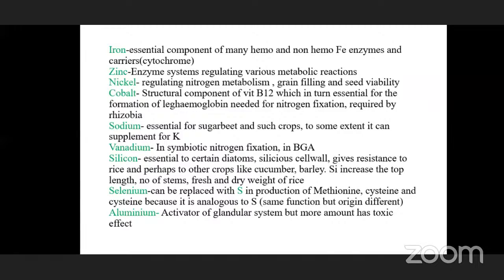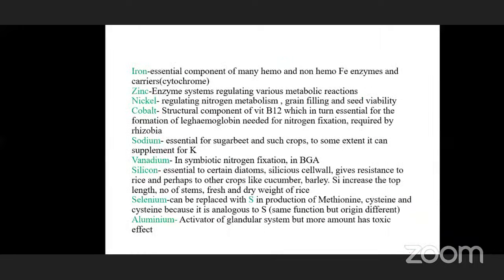So silicon is mostly useful for rice, and selenium can replace sulfur in the production of methionine, cysteine, and cystine. Why? Because it is analogous to sulfur, meaning they have the same function, but the origin is different. And aluminium is an activator of enzyme systems, but a larger amount may cause toxic effect.